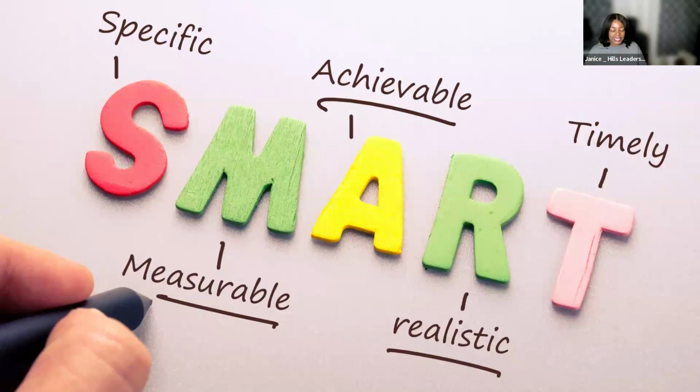Okay, so we talked about specific and we talked about measurable, right? And then the A is for achievable.